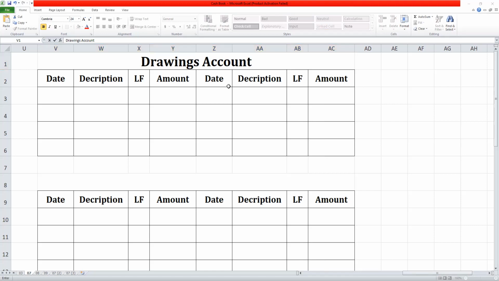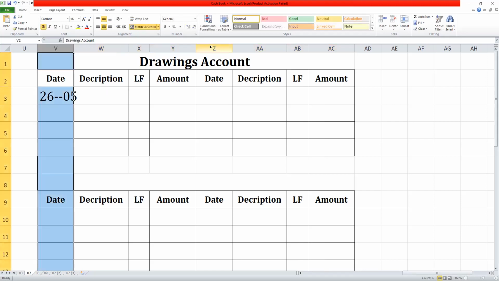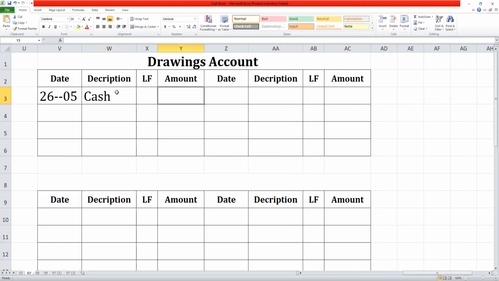So to debit the drawings, the date is 26th of May. Cash. It is 10,000 rupees.